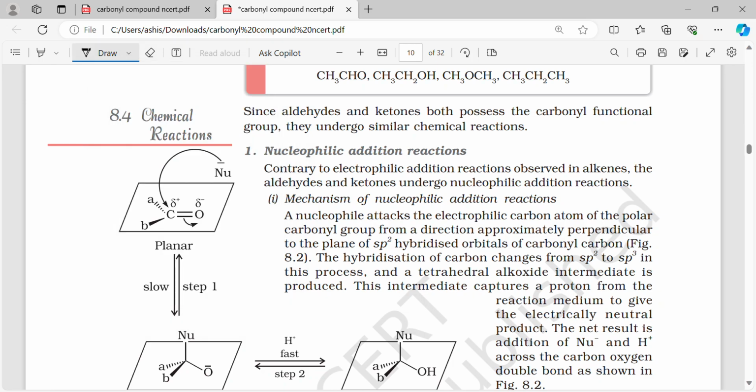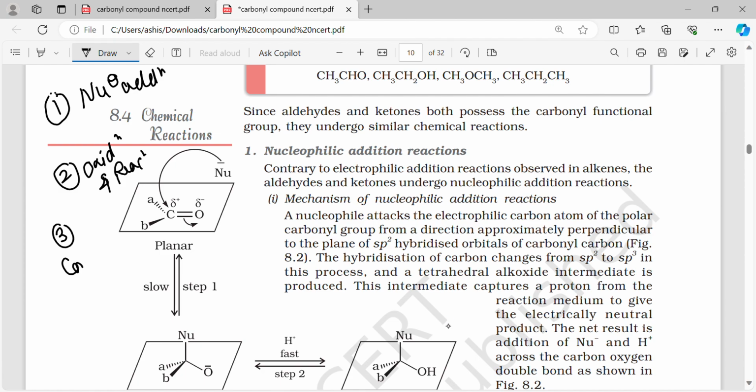We can classify the chemical properties of carbonyl compounds in three categories. First category is nucleophilic addition reaction. The second category is oxidation and reduction reactions. And the third type of reaction which carbonyl compounds can give is condensation reaction. So we will start with nucleophilic addition reaction.